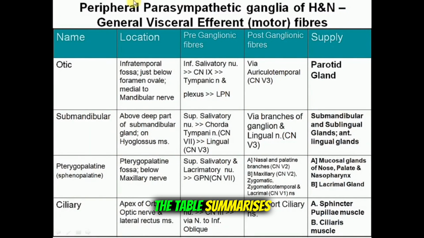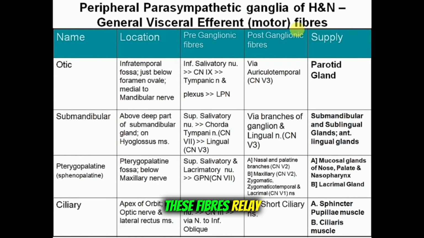The table summarizes the peripheral parasympathetic ganglia present in the head and neck region. These peripheral ganglia are otic ganglion, submandibular ganglion, pterygopalatine or sphenopalatine ganglion, and the ciliary ganglion. These peripheral ganglia receive general visceral efferent, that is visceral motor fibers, which are preganglionic parasympathetic fibers, which arise from the general visceral efferent nuclei present in the brainstem.